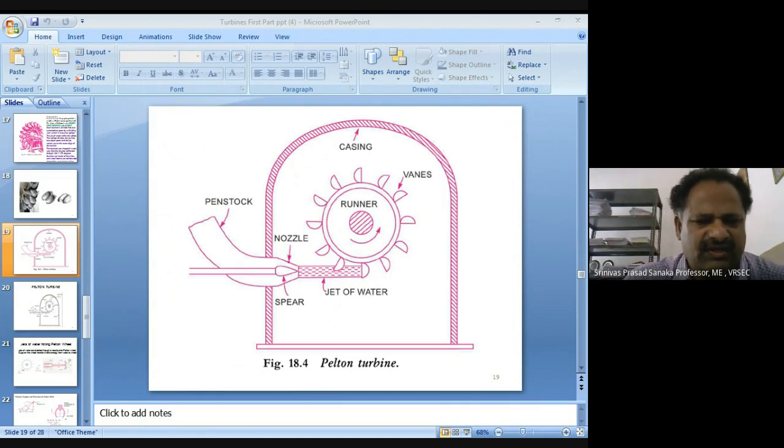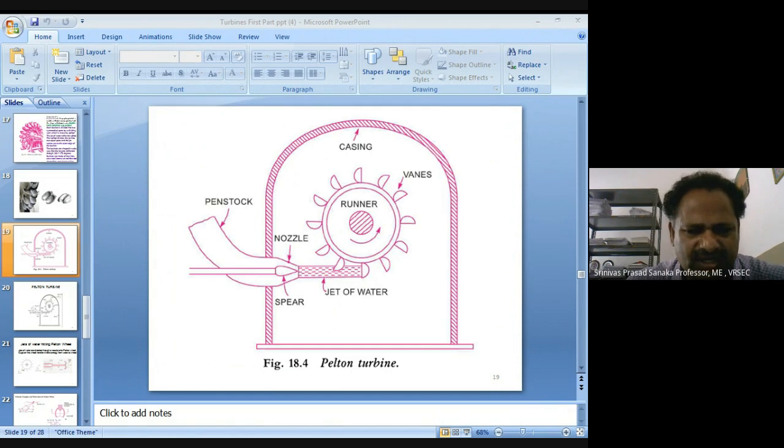Yeah, this is a Pelton turbine. The runner rotates in the anti-clockwise direction due to the supply of the jet from the nozzle onto the buckets of the Pelton wheel. The radial vanes are here. Each one is in the form of a cup.